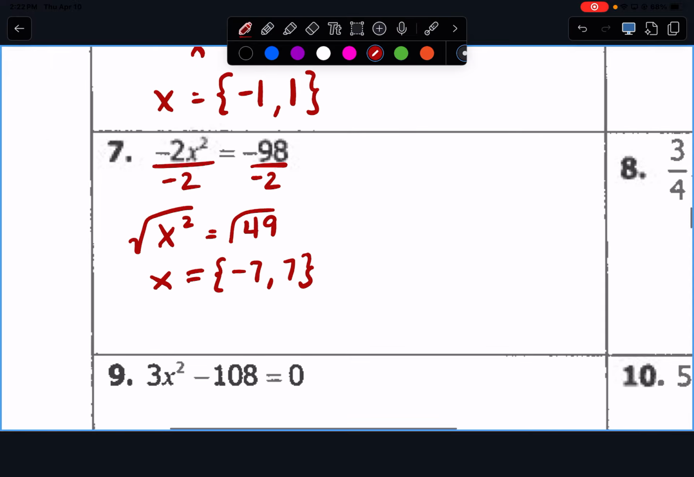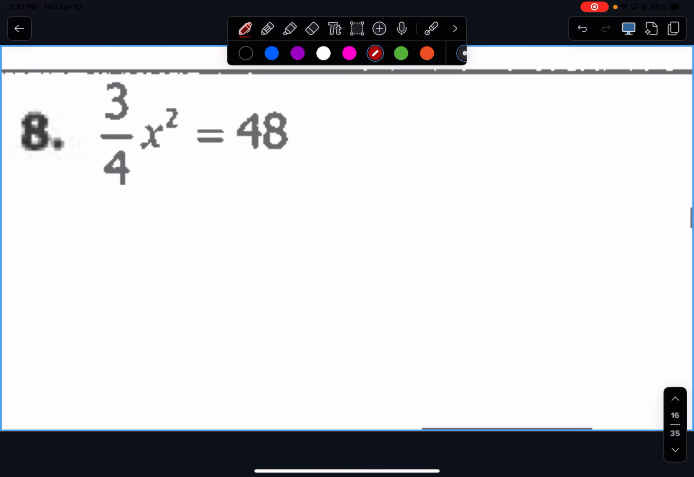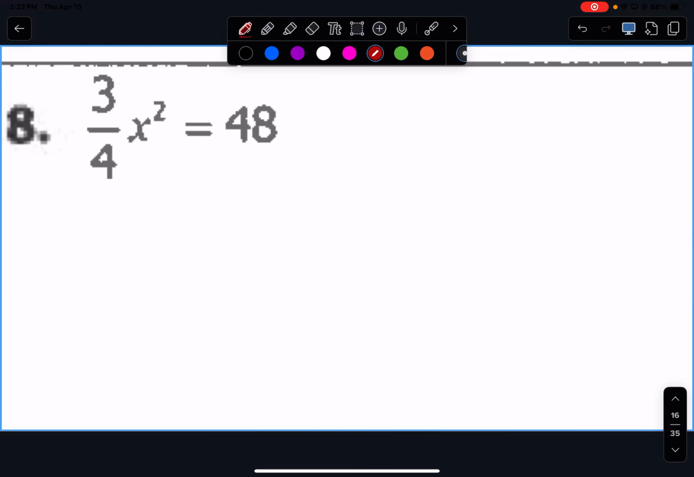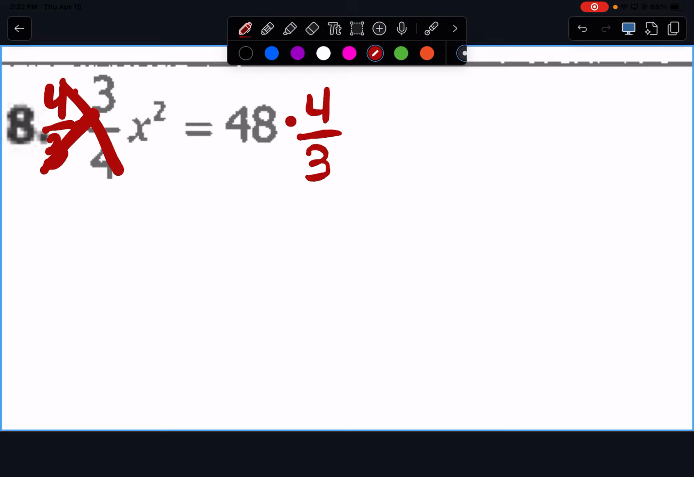All right, now we are going to look at number 8. Does anyone remember how to get rid of multiplying by a fraction? Yes, and what would the reciprocal be here? 4 over 3. So we multiply both sides by the reciprocal. When we do that, this part will completely cancel out, and we just get left with x squared. Now on this side, that is technically over 1.